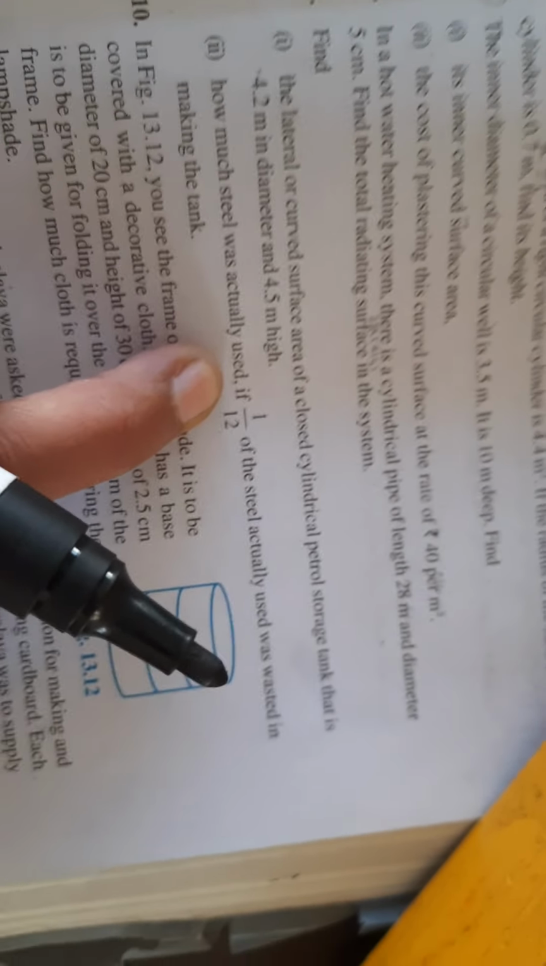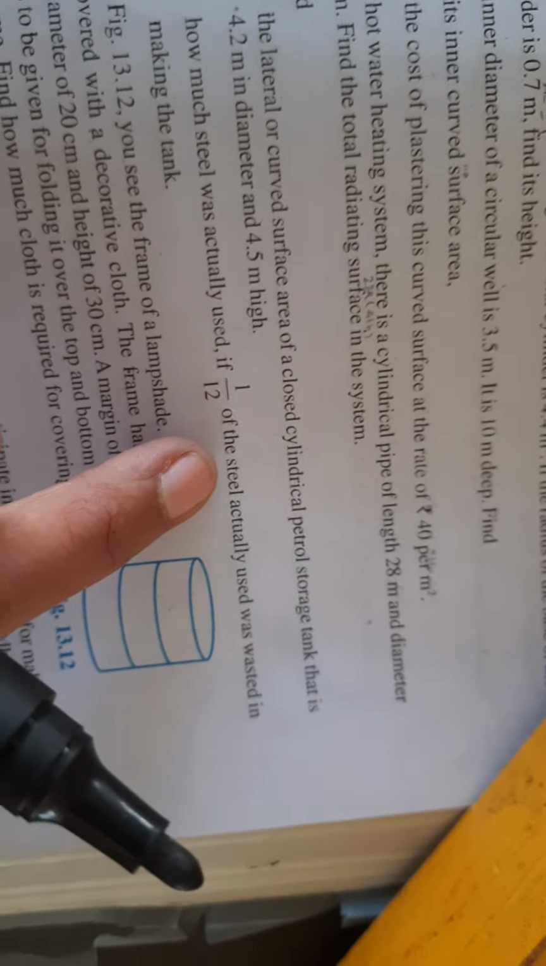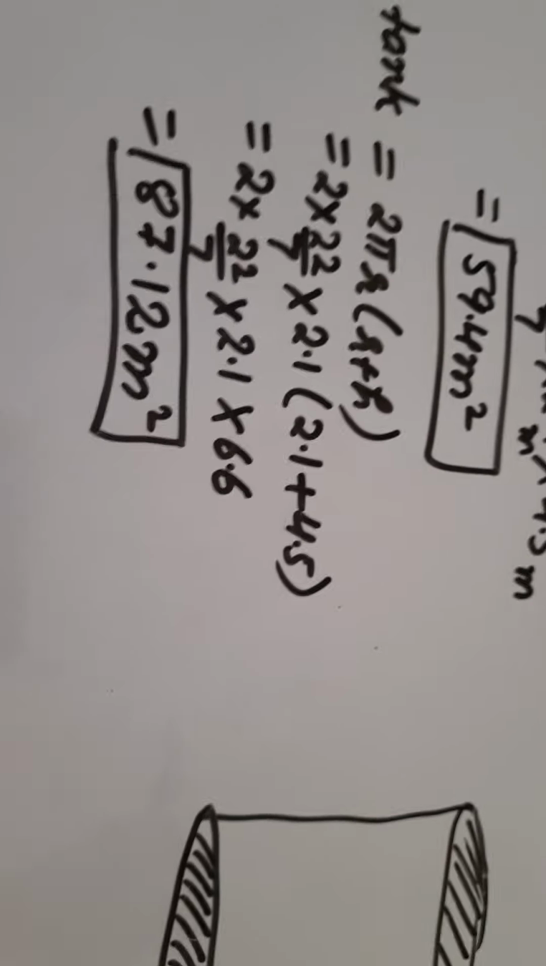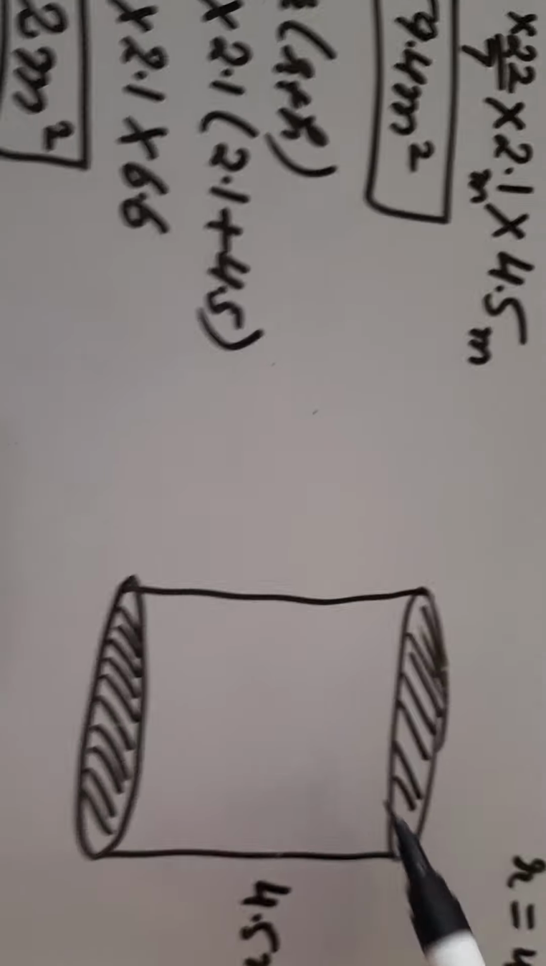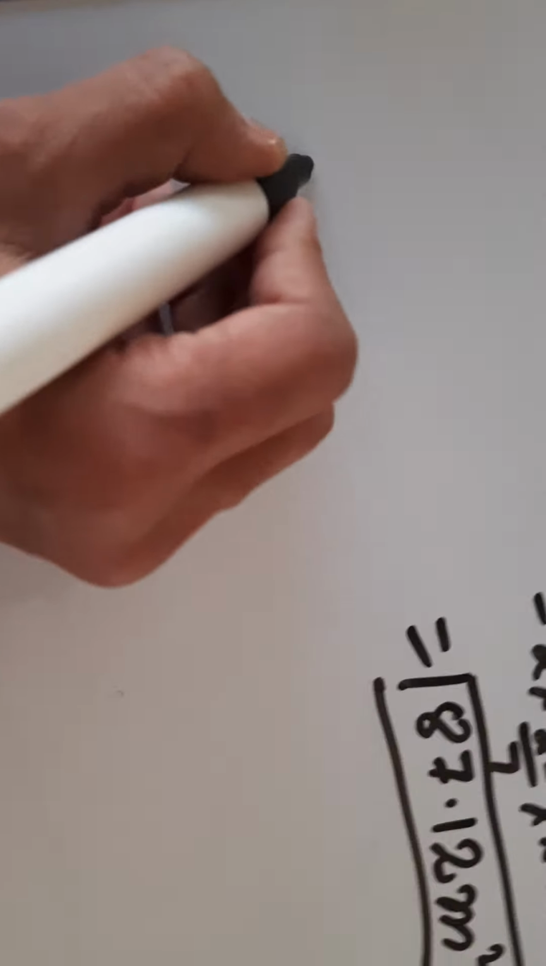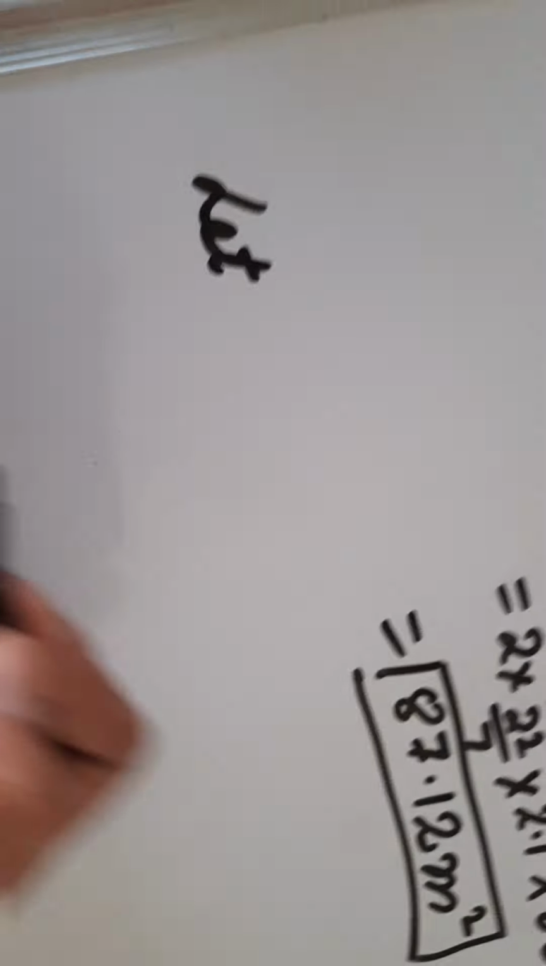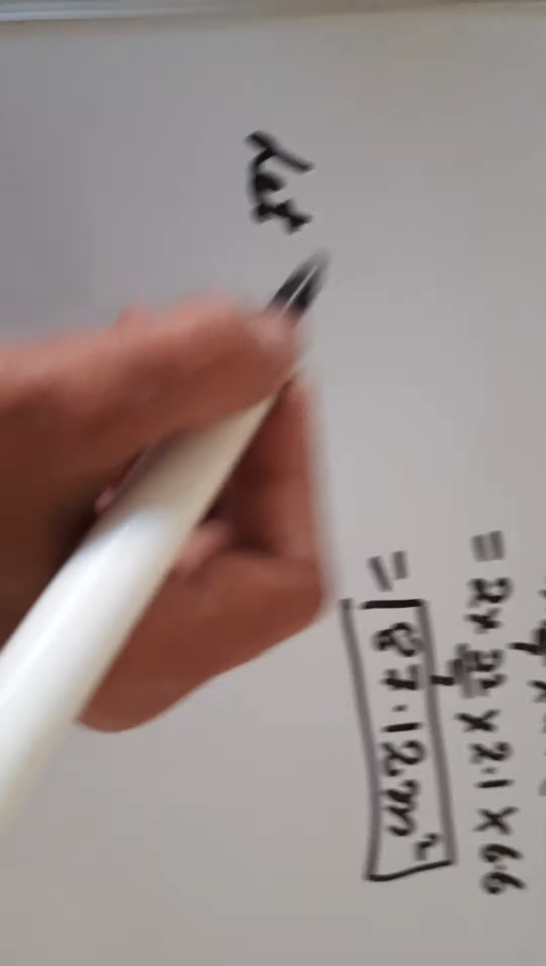Now what are they asking us in this part? How much steel was actually used? If 1/12 of the steel actually used was wasted, you all know that when we make anything, some of the paper or steel gets wasted. When we cut, some waste happens. So they are asking how much steel is actually used. So whatever they have asked us, let us assume that part.